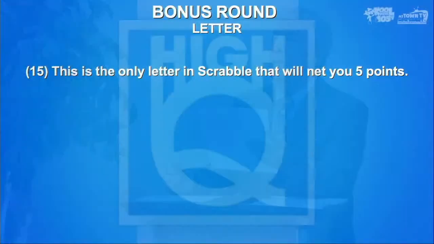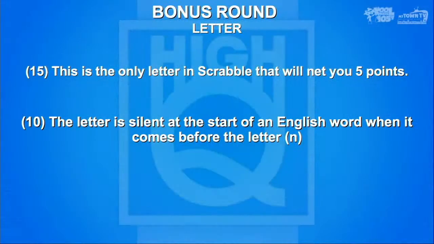Minford, it's for you. Category is letter. This is the only letter in Scrabble that will net you 5 points. Pass. The letter is silent at the start of an English word when it comes before the letter N. P. No. 10 points if you know, Jacob. Okay. It is K. The final clue would have been it's a chemical symbol for the element potassium. So K is right. Okay. So we'll give you the 10 points and move on to our final 5, 10, 15 bonus round.